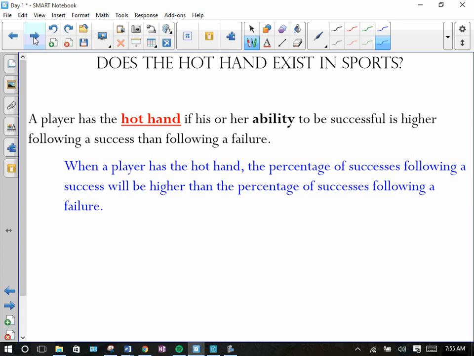When a player has the hot hand, the percentage of successes following a success will be higher than the percentage of successes following a failure. So what it's saying is essentially, if you make a free throw, or if you make a field goal, or you're successful in one thing, you have the hot hand. That means your ability to be successful is going to be higher following any time that you're successful.